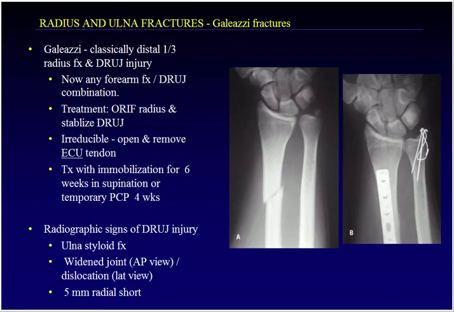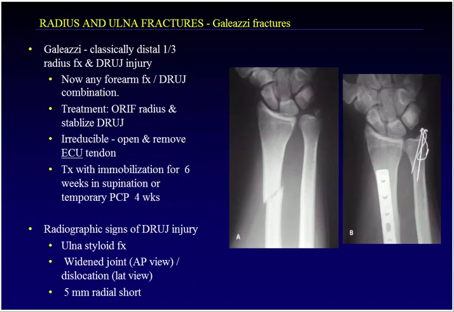And the pin can, of course, be removed in the office, and you typically will leave the pin in for about 4 weeks. What are the radiographic signs of DRUJ injury you can look for? Well, you can look for the presence of an ulnar styloid fracture, a large ulnar styloid fracture. On the AP view, you can look for widening of the joint. This is diagrammatically represented here. This is abnormal widening of the DRUJ here.